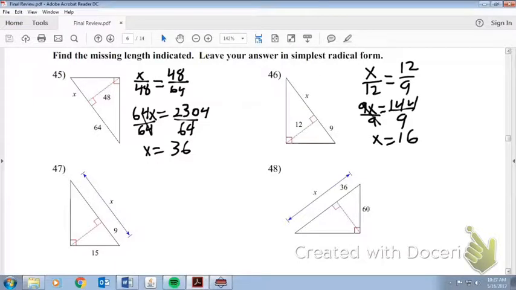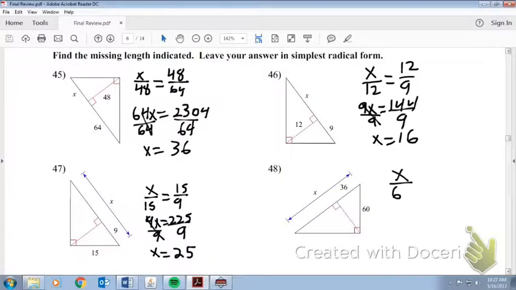Now these next two are the second corollary, and that says that the leg of a right triangle is the geometric mean of the hypotenuse and the hypotenuse segment created by the altitude which is adjacent to the leg. So the hypotenuse over the leg equals the leg over the hypotenuse segment next to it. So we'd get x, that's the hypotenuse, over 15, that's the leg, equals 15, that's the leg, over the hypotenuse segment next to it, that's 9. 9x equals 225. Divide by 9, we get x equals 25.